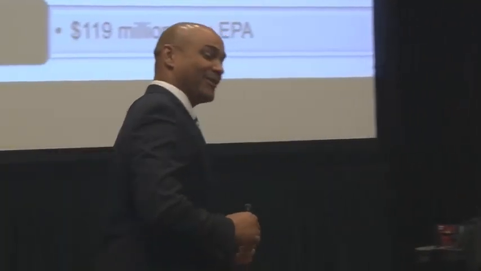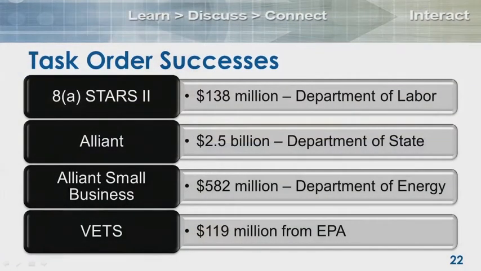Here's some task order successes. STARS II, a big task order, $138 million for the Department of Labor. Some people don't even think an 8A can do $20 million worth of work. We've got several. There's the biggest one right there.